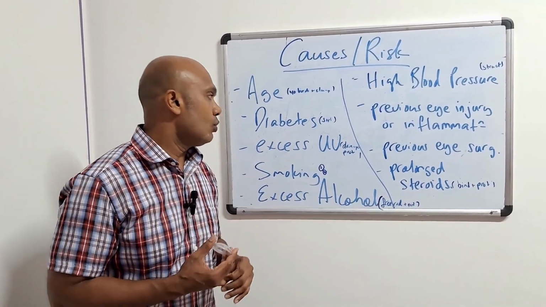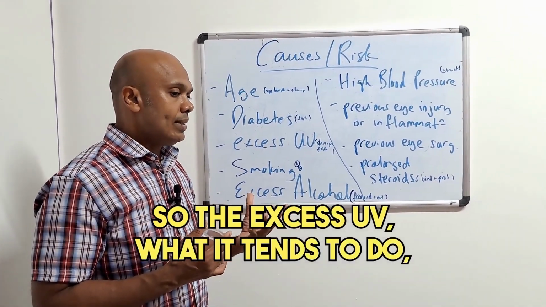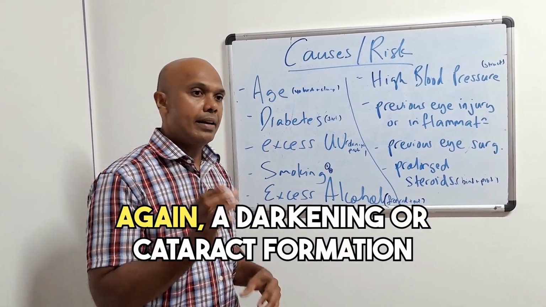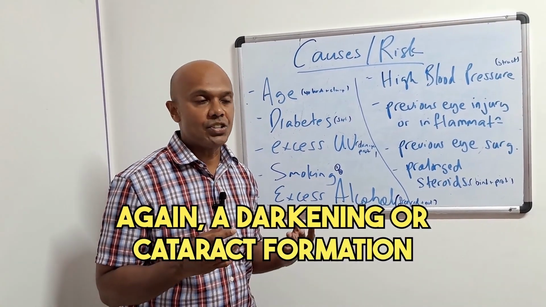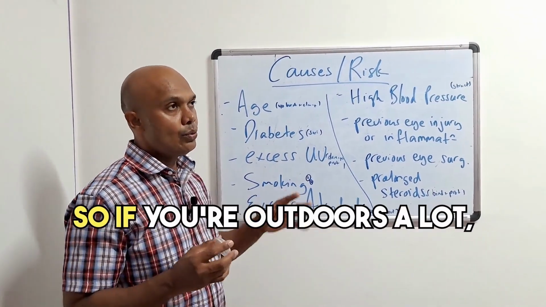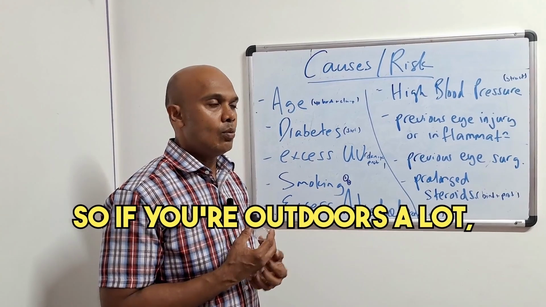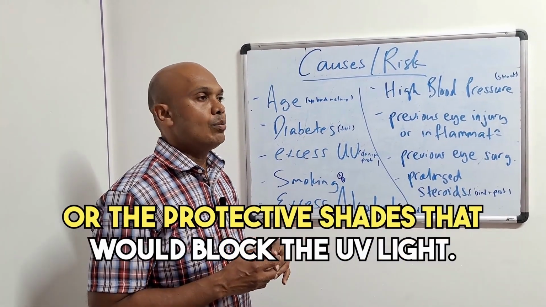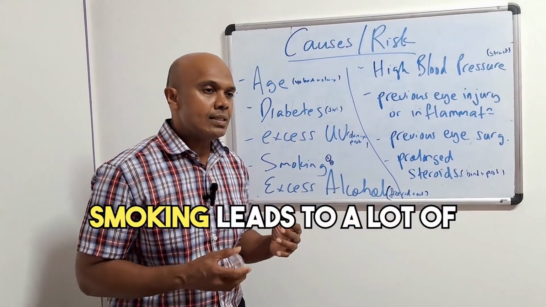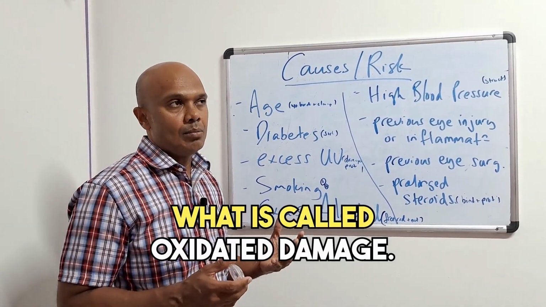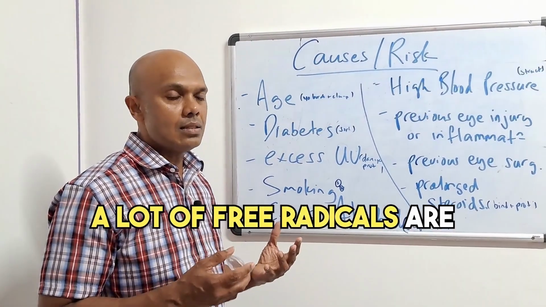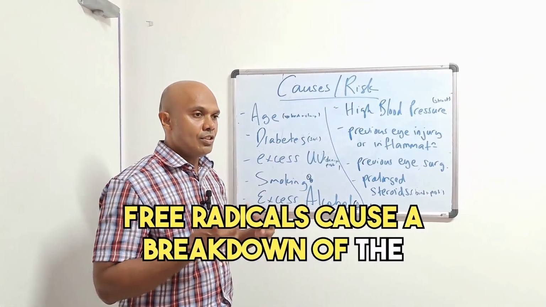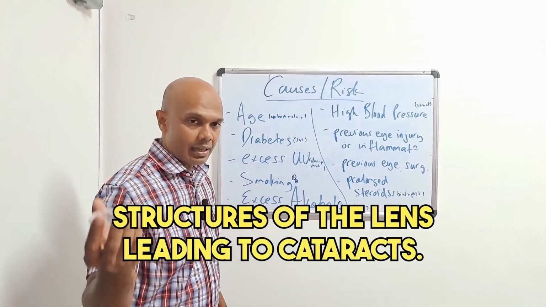Excess UV exposure. Excess UV tends to damage the protein in the lens, and that leads again to a darkening or cataract formation in the lens of the eye. So if you're outdoors a lot, wear the proper protective glasses or shades that would block the UV light. Smoking leads to a lot of what is called oxidative damage. A lot of free radicals are produced in the body when one smokes. Free radicals cause a breakdown of the structures of the lens, leading to cataracts.